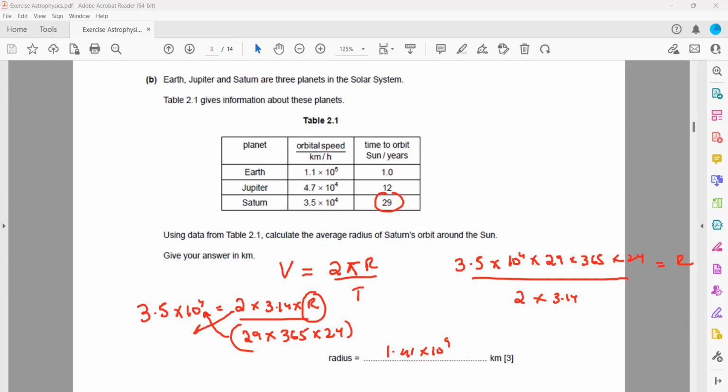Is this question clear, how we work out the radius of Saturn? Yes, sir. Does anyone have a question or a doubt in this?